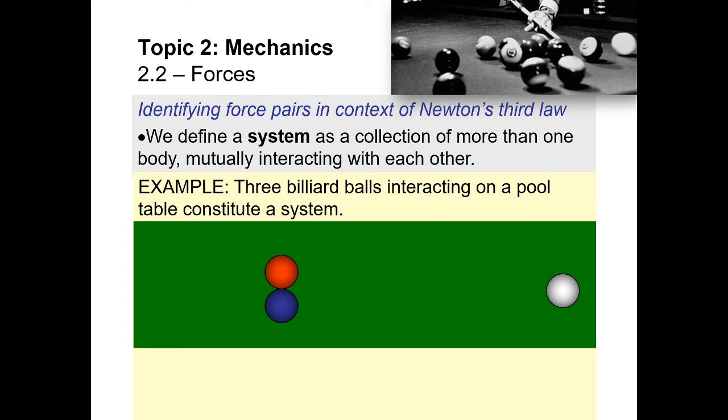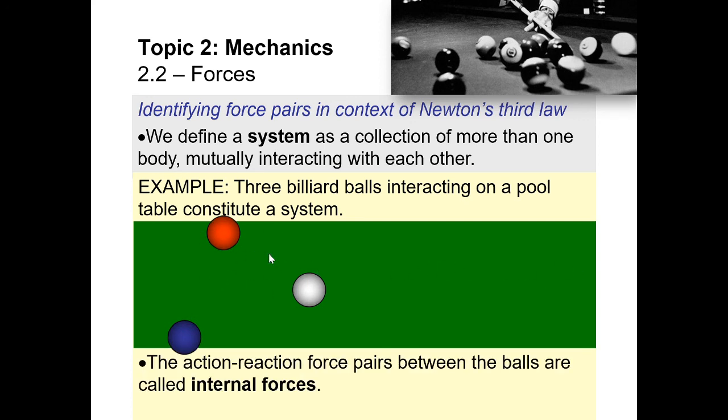All right, so imagine 3 billiard balls. Okay, so this white ball is called the cue ball, and the goal of this game is to get the colored balls into the pockets. If you hit the colored balls, they're going to go off in some direction, but the white ball imparts a force onto the red ball, and it imparts a force onto the blue ball. In return, the blue ball imparts a force on the white ball, and the red ball imparts a force on the white ball. All of those little forces are called internal forces. And for any system, internal forces always cancel.